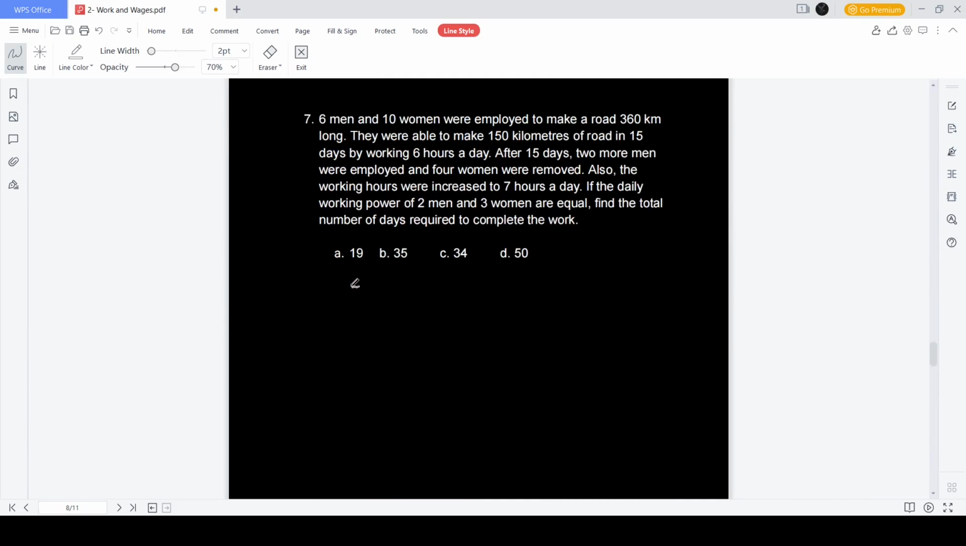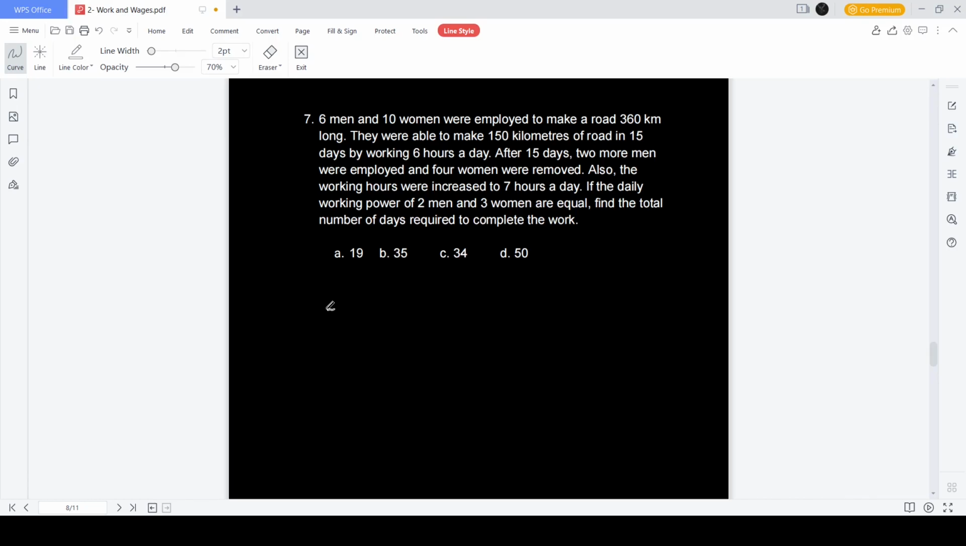Fine. The next question. 6 men and 10 women were employed to make a road 360 kilometers long. They were able to make 150 kilometers of road in 15 days by working 6 hours. After 15 days, 2 more men were employed and 4 women were removed. Also, working hours were increased to 7 hours a day. If the total working power of 2 men and 3 women are equal, find the total number of days required to complete the work. Okay, so basically what we have to do is we again write the two equations.